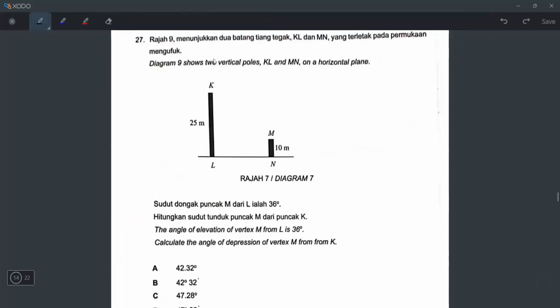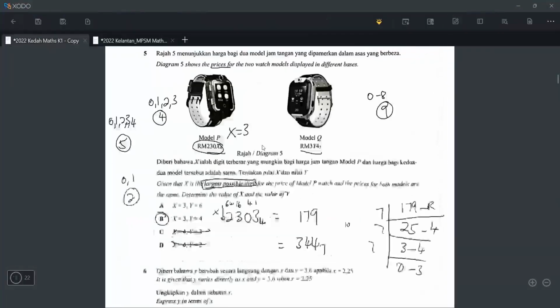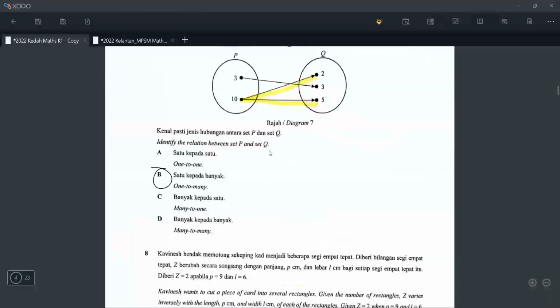Number 27. Diagram 9 shows 2 vertical poles, KL and MN. So we can see that KL is 25 meter, MN is 10 meter. And then they say the angle of elevation, it means looking up. Elevation means looking up. Of vertex M from L is 36. Okay, this type of question, you will see it a lot. Okay, you see it in the last Kedah paper also. Okay, let's go to Kedah paper and find it.